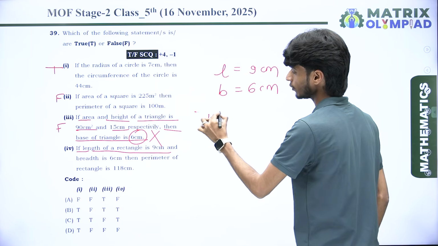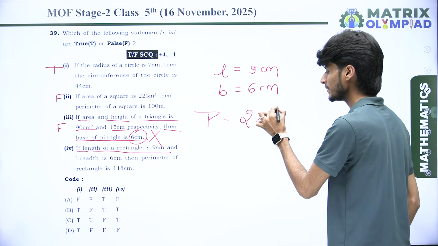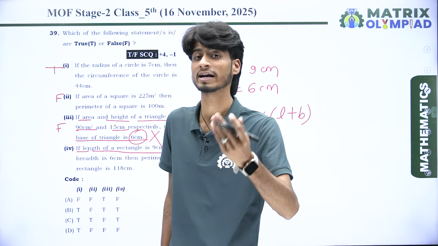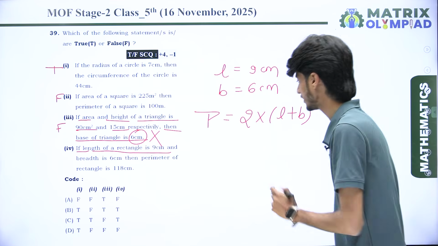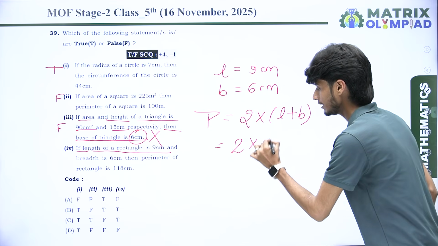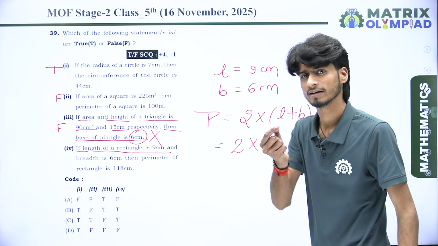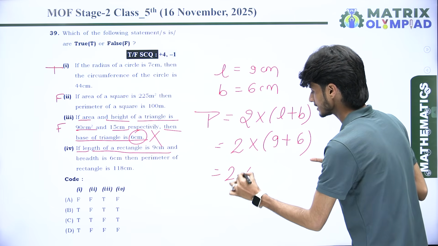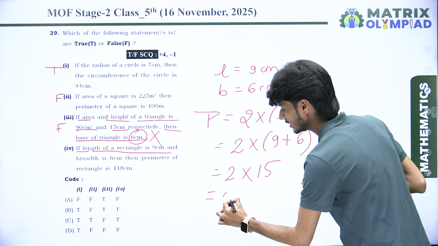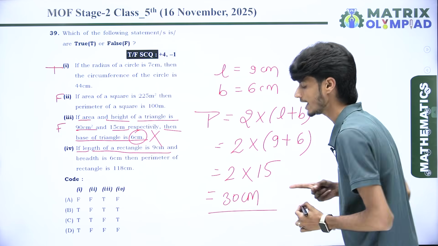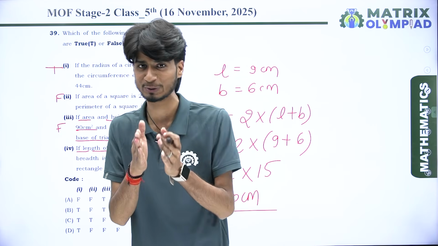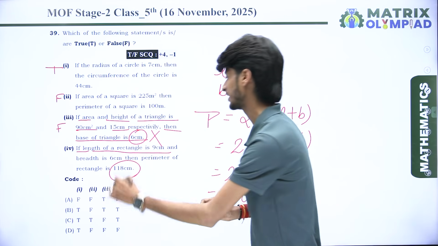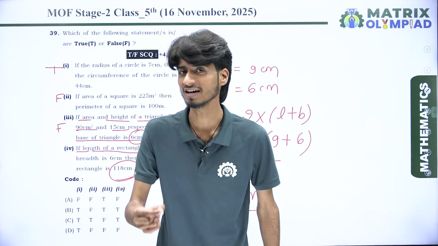So tell me what is the formula of the perimeter? 2 multiplied by length plus breadth. Yes or no? This is the common and basic formula for finding the perimeter of a rectangle. So let's put in the values. 2 multiplied by, what is the measurement of length? 9 centimeter. So 9 plus the breadth, 6. You get 9 plus 6 which is equal to 15, and 15 twos are 30 centimeter. That means the perimeter of the rectangle is equal to 30 centimeter, not 118 centimeter. That means this is a false statement.